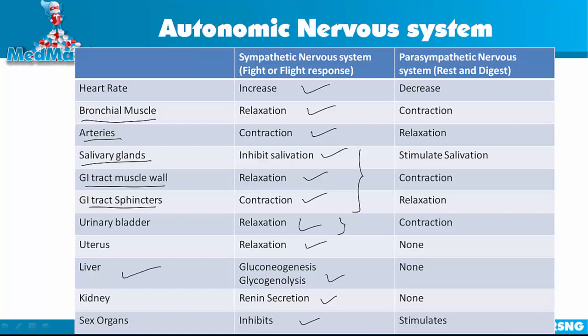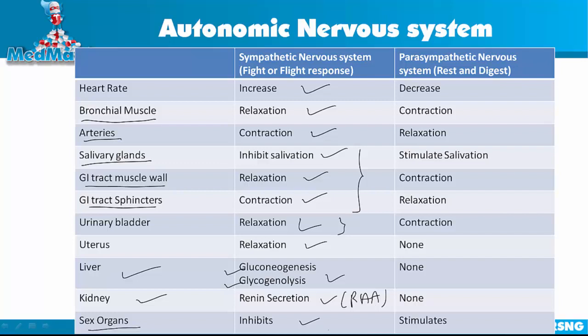In the liver, you will need a lot more energy than you require in a normal state. So gluconeogenesis and glycogenolysis are going to happen in the liver, and the blood glucose level is going to go up in order to produce more energy. In the kidney, renin secretion is going to happen, so renin is going to start the RAA system, and your blood pressure will go up and the fluid volume in your body will go up as well. And definitely the sex organs are going to be inhibited as well.